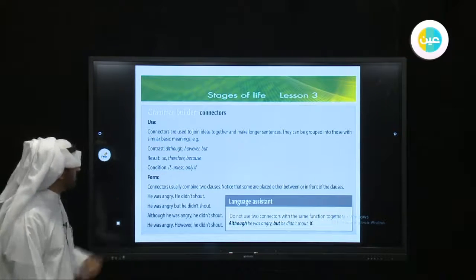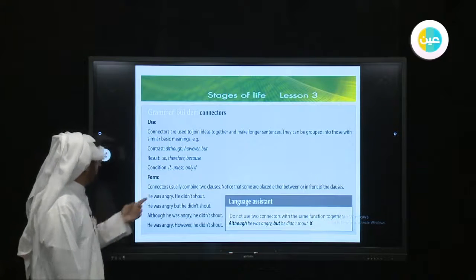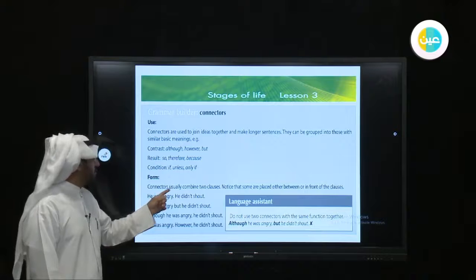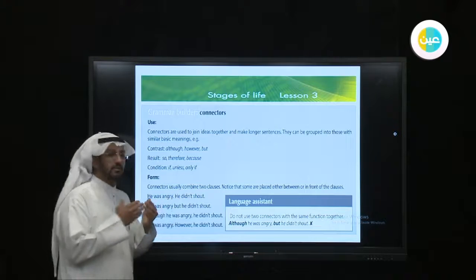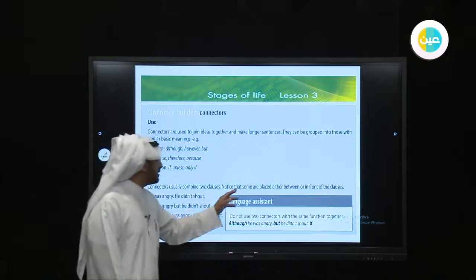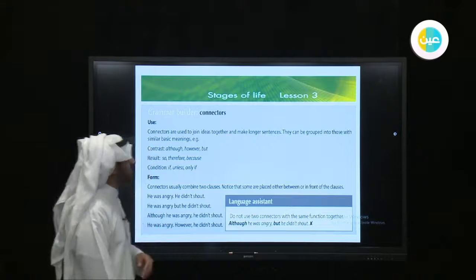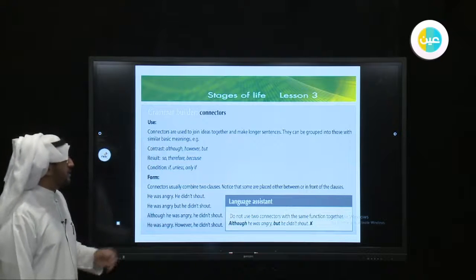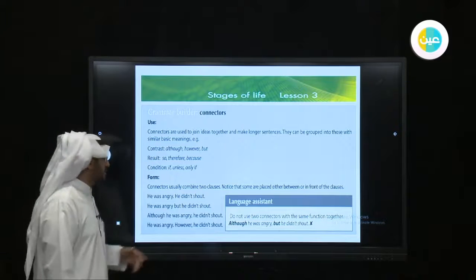Form. The form of the sentence, instruction. Connectors usually combine two clauses, two parts together. Note that some are placed either between or in front of clauses.